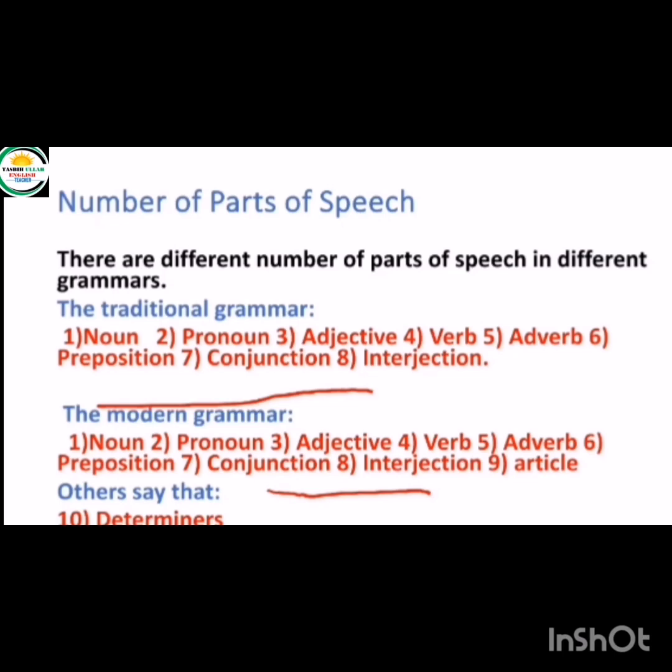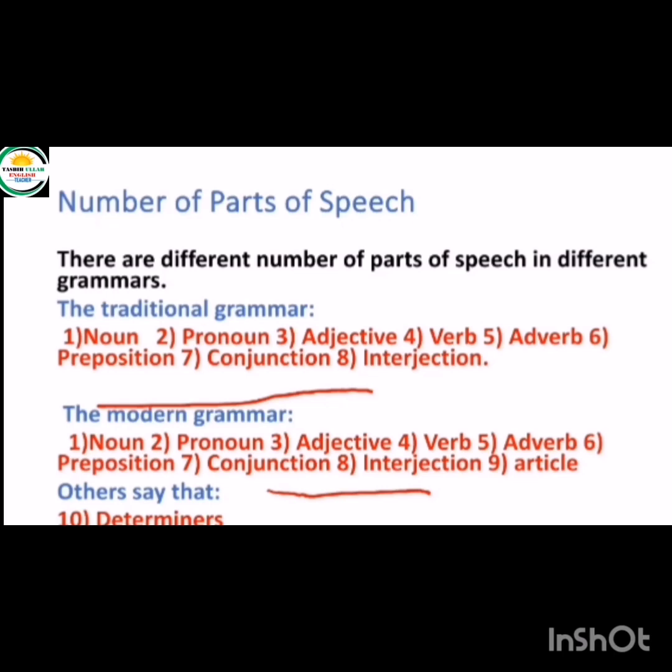Okay, so with the article, they become 9 in number. So according to modern grammar, they are 9 in number, and others say that there are 10 in number with determiners. They consider determiners as a separate part of speech. So there are different numbers of parts of speech in different grammars according to different grammarians.